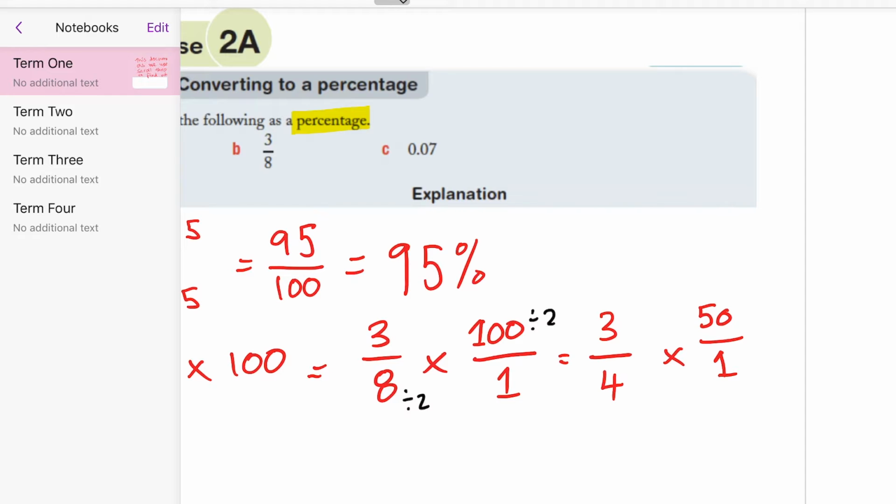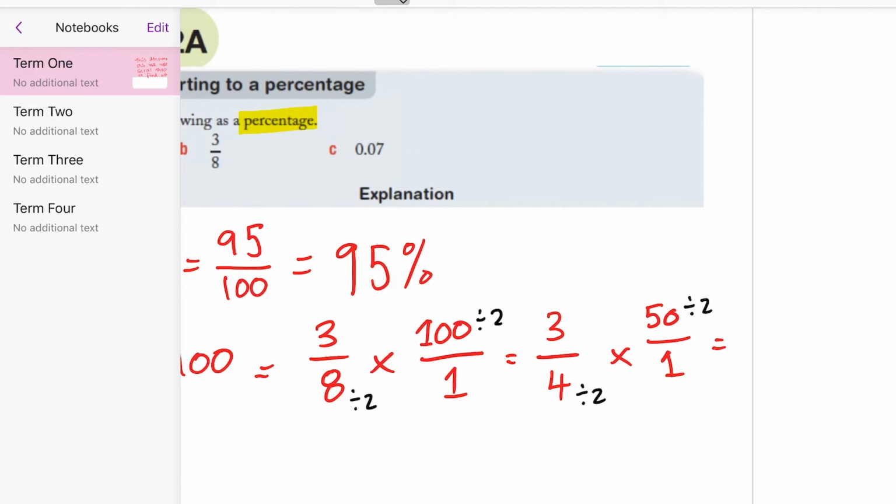But once again, as I'm getting these numbers a little bit smaller, I can see I can do it again. I can divide the 4 by 2 and the 50 by 2. Which now allows me to have 3 over 2 times 25 over 1. Much nicer, much easier to deal with when I'm doing my multiplication of my top numbers and my multiplication of my bottom numbers. So once I go 3 times 25, that gets me 75. And 2 times 1 gets me 2.